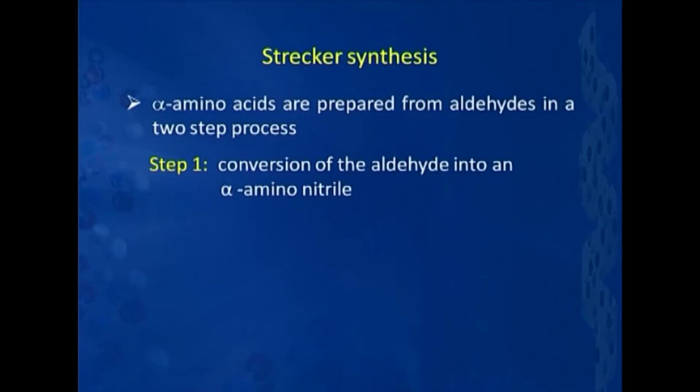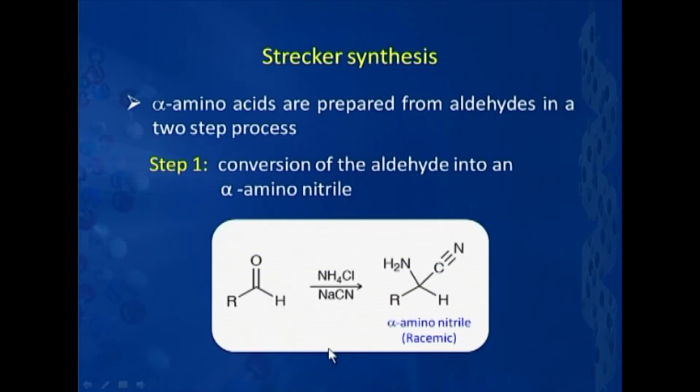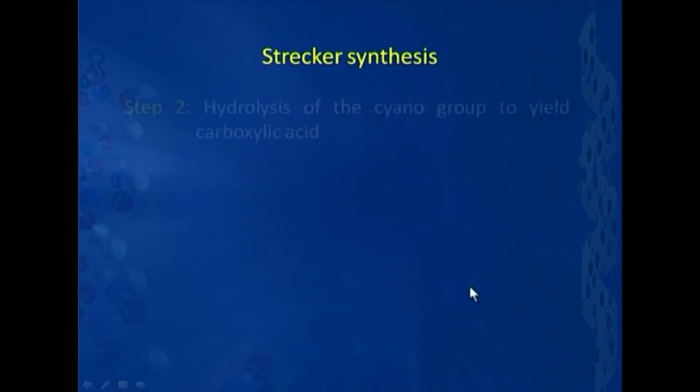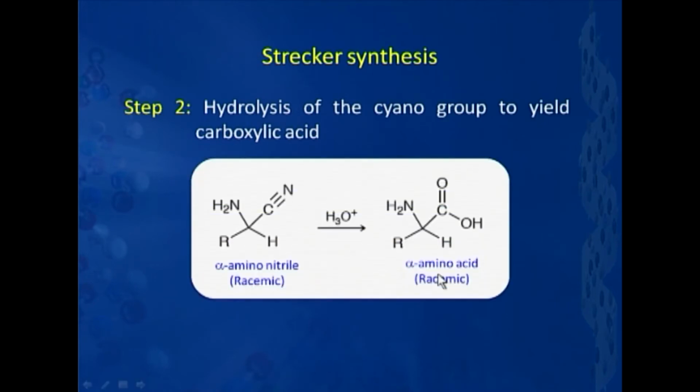Okay. Now, let us move on to yet another method that is called stereosynthesis. In this method, basically amino acids are prepared from aldehydes in a two-step process. The first step is that we convert the aldehydes into an alpha amino nitrile. That is the following reaction: you take an aldehyde, treat it with ammonium chloride and sodium cyanide, and what I get is an alpha amino nitrile here. This nitrile is then, in the second step, hydrolyzed to give the alpha amino acid as the product here, and here again I will be getting a racemic product.